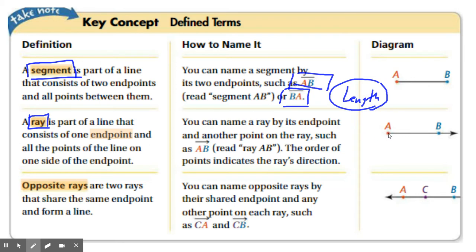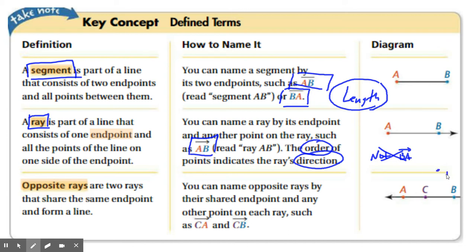So this ray is starting at A. That's why when you name it, you start with the letter A. And then it goes through a second point B. So then you put second point B and notice the ray above it. So again, this gives it order or direction. This is not ray BA.